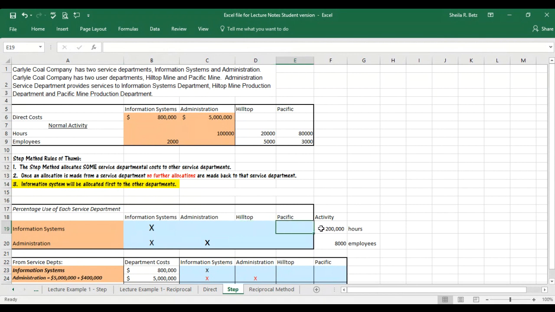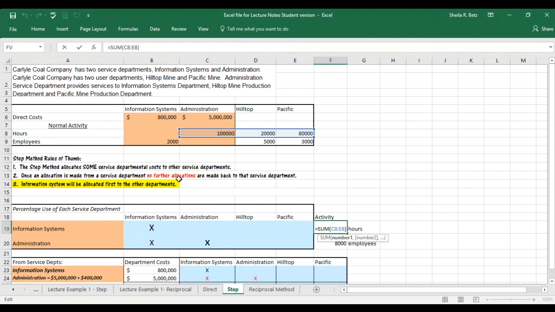Now, what we're going to do is calculate the percentage of use just like we did in the direct method, but now we've got to use the activity, all of the hours of all the departments we're billing to. So the administration department, the Hilltop, and the Pacific department. Now be careful in a homework assignment. Sometimes they like to trick you up and provide you even the hours for their own department. So if this would include hours for the information systems, you wouldn't factor that in because we're not billing ourselves. So just keep an eye out for that.